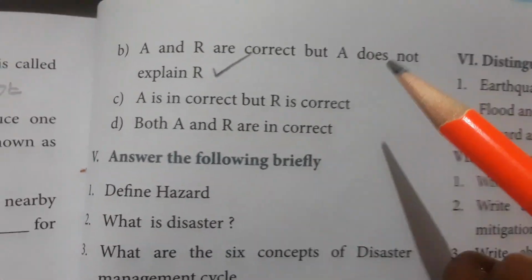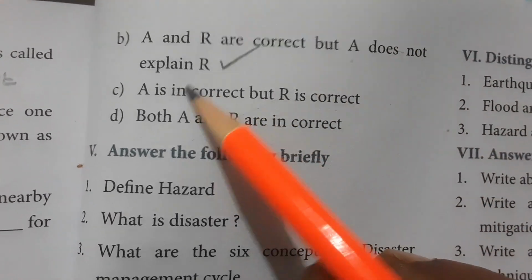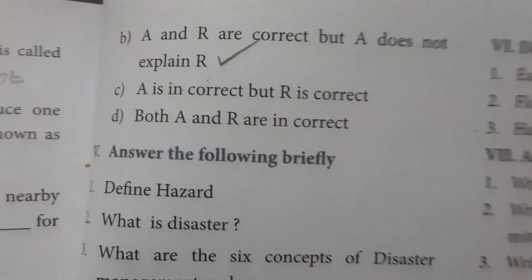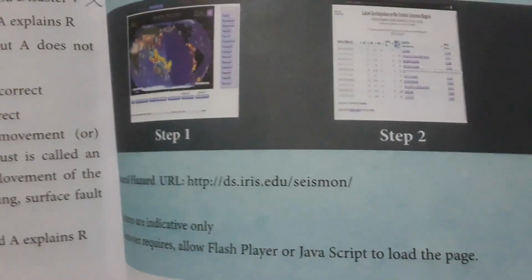See the question, they are giving the wrong statement. That is, the reason does not explain the assertion. Instead of that, they are giving A does not explain A, or whatever it may be. Please answer according to the questions. Okay. So that's all about the book back evaluations.